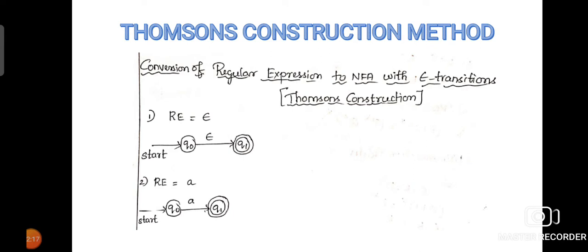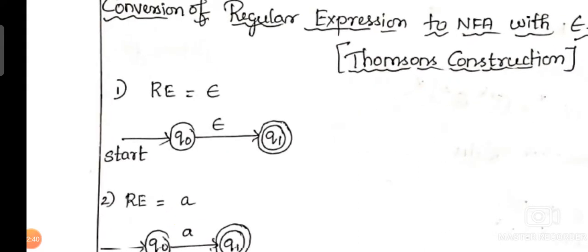So there will be only two states, that is the starting state and the final state. The system will reach the final state from the starting state by consuming epsilon. That means the system reaches the final state from the starting state without consuming any symbol. So that will be labeled as epsilon. So this is the diagram for regular expression epsilon.